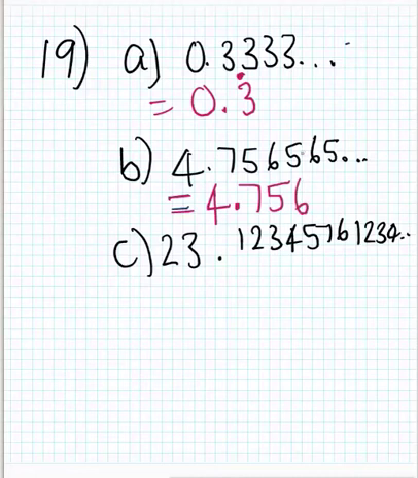Now instead of a dot, because I have 2 numbers in my pattern, which are 5 and 6, I will put a little dash or a line above those 2 numbers. The 7 is not included because the 7 is not in the pattern. And that would be your final answer. So this is saying 4.7565656 forever and ever.